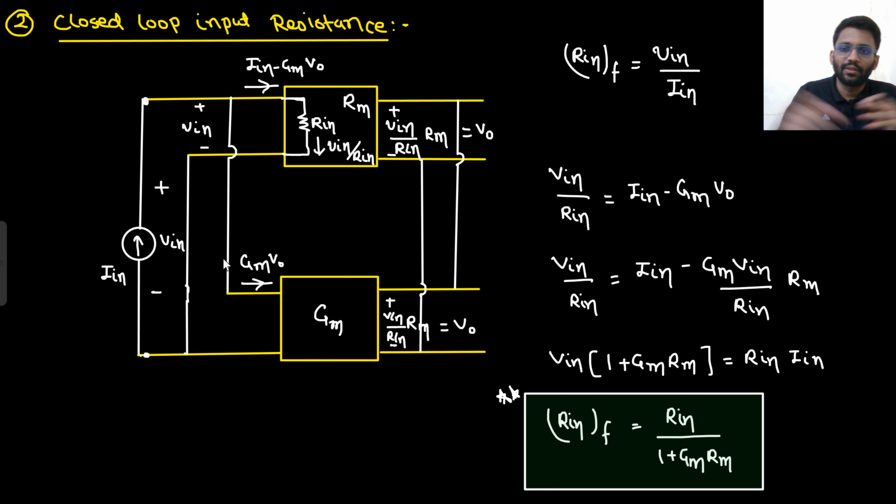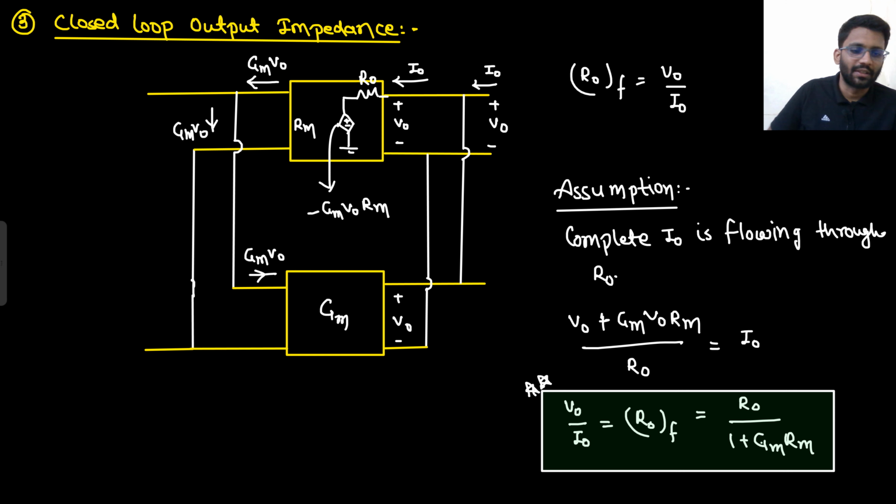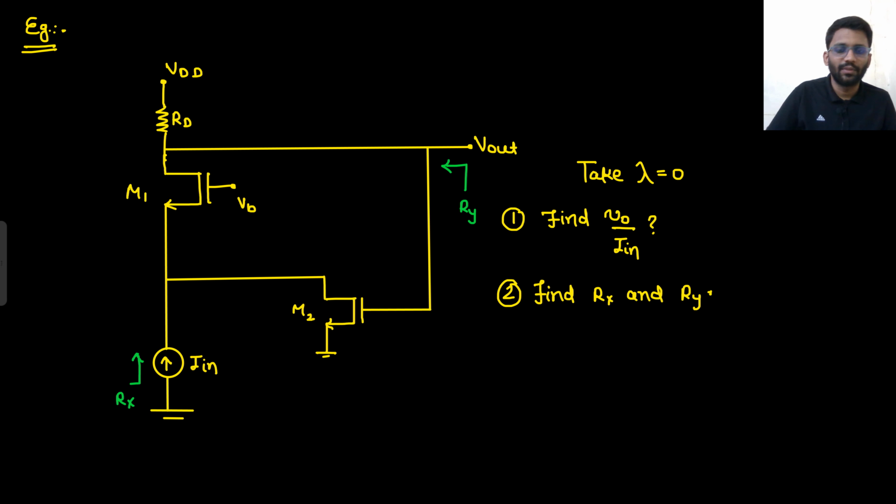All good. So in this derivation we saw that this current was I in minus GM V naught. So intelligently we could derive the expression. Here also intelligently we could derive the expression. Let's move on to our question now. So first thing, what kind of topology is that? And before that we will determine what kind of feedback is that.